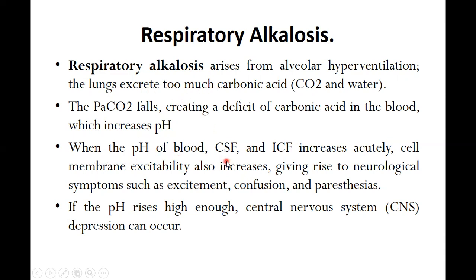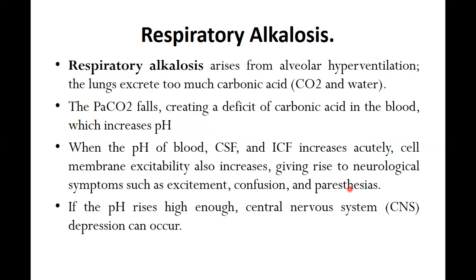Now, when the pH of blood, cerebrospinal fluid, and intracellular fluid increases acutely, cell membrane excitability also increases, giving rise to neuronal symptoms such as excitement, confusion, and paresthesias. You can actually try this. Just start breathing deeply and fast. You notice that at some point, you start feeling lightheaded, and you even start feeling as if your extremities are numb, tingling, okay? That is because of respiratory alkalosis.